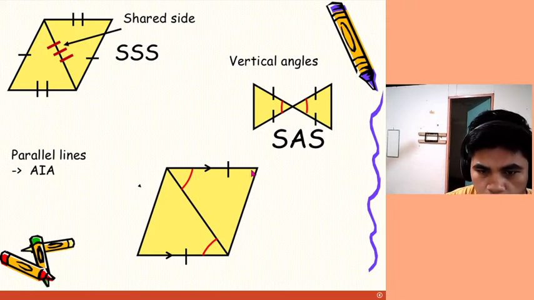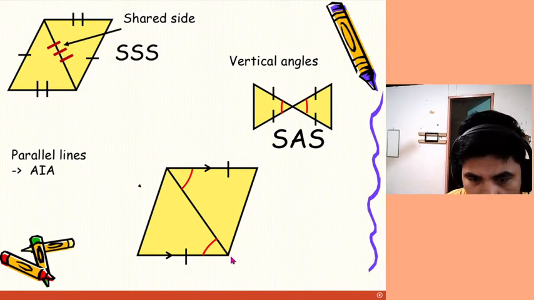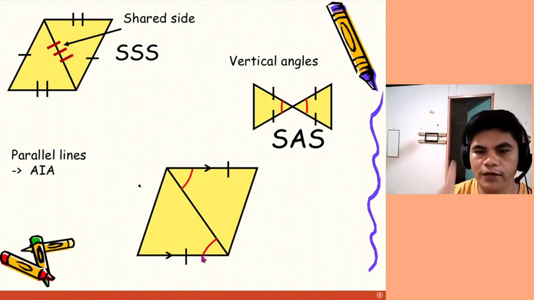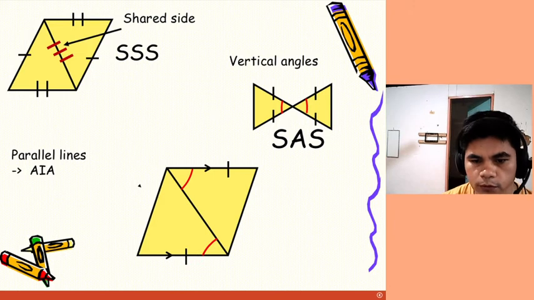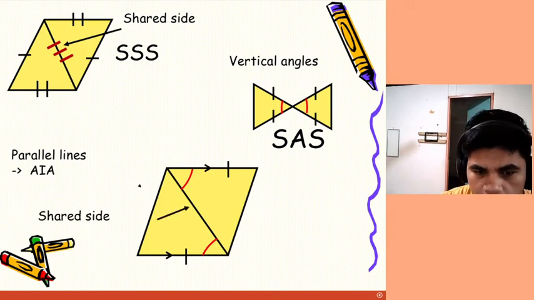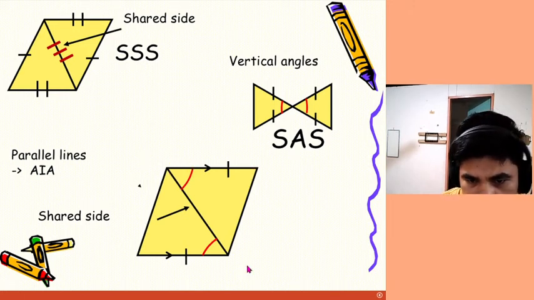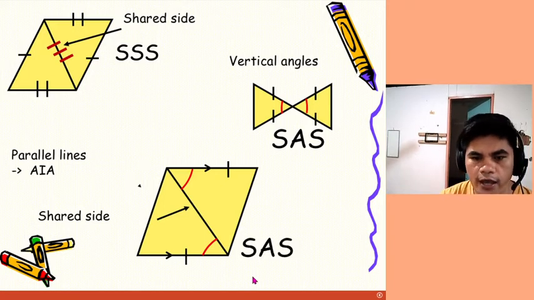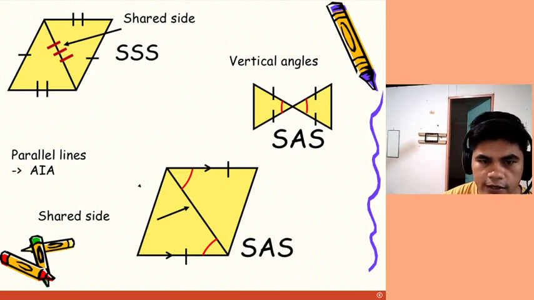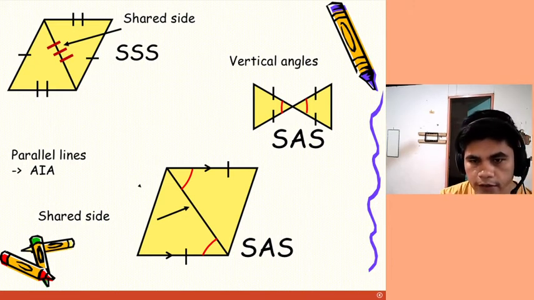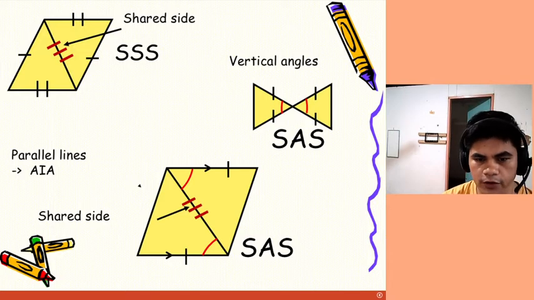Now, we have one side congruent based on the mark here. Then we have an angle which is congruent. We need the last one, which is the common or the shared side. If we separate the two triangles, we have side, angle, then side. So by SAS postulate, we can say that these two triangles are congruent, because of that common side.